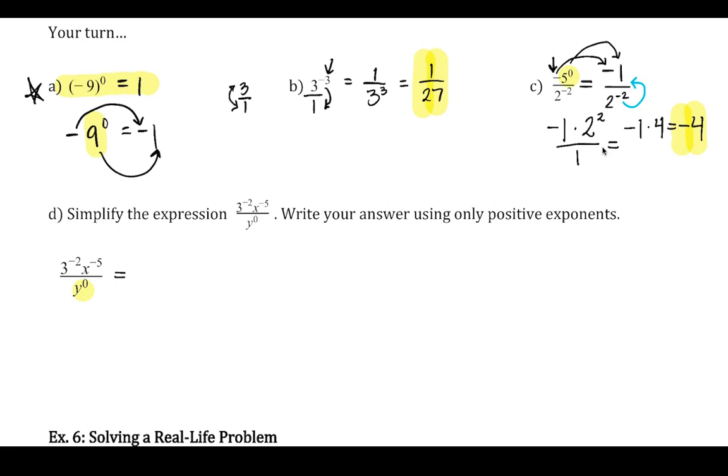I'm going to leave the numerator alone for right now, so it's still 3 to the negative 2 times x to the negative 5th, and then over y to the 0, which we know is just 1, since anything to the 0 is 1. Now I have 2 negative exponents that I need to get rid of, because my final answer needs to have only positive exponents. If I have negative exponents, I need to flip them to make them positive. If they start in the numerator, they're going to go down to the denominator.